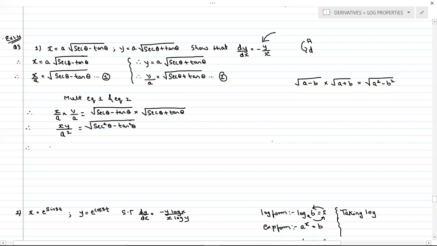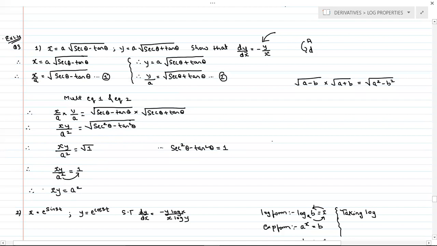Okay, so therefore x upon y, x into y upon a square equals to, as we know that using the identities, in place of sec square theta minus tan square theta, I can write 1. Yes or no? So here I will write 1. Okay, so therefore xy upon a square equal to square root of 1 is what? 1. So here we are left with xy equals to, we'll shift this a square to the right hand side.